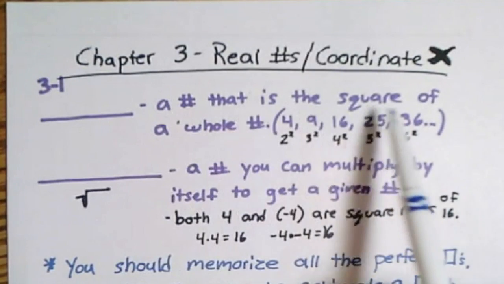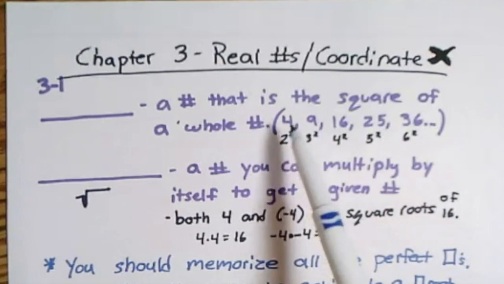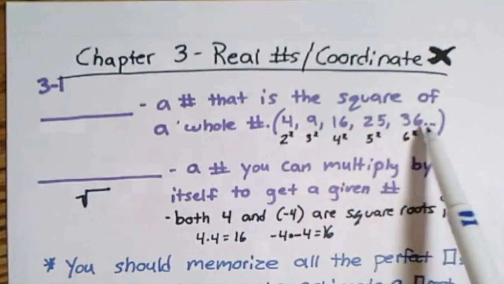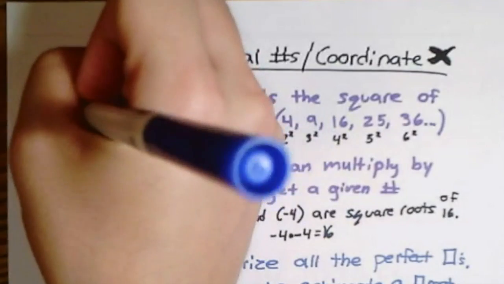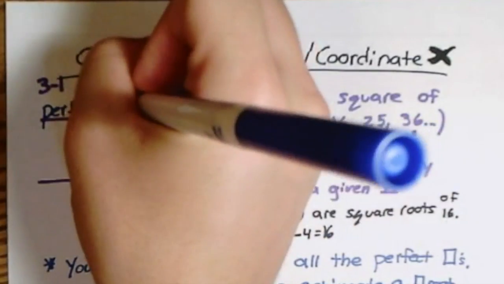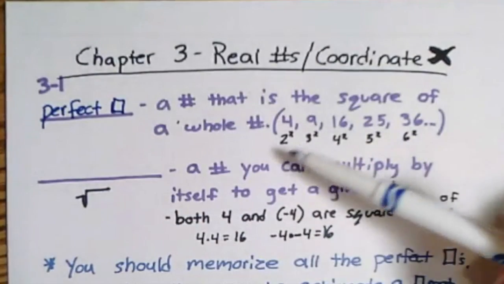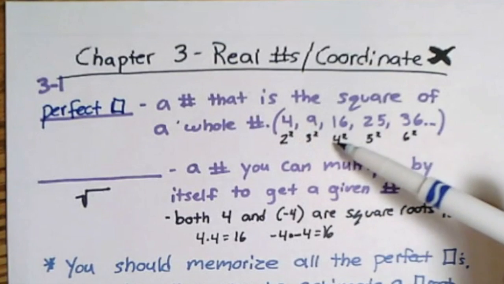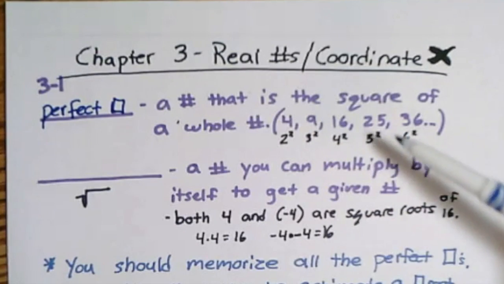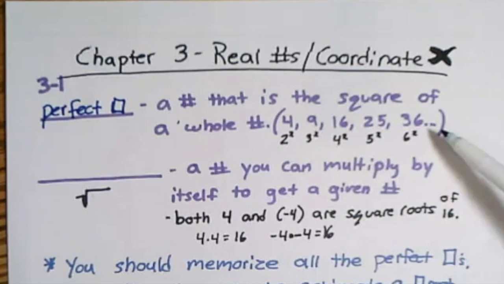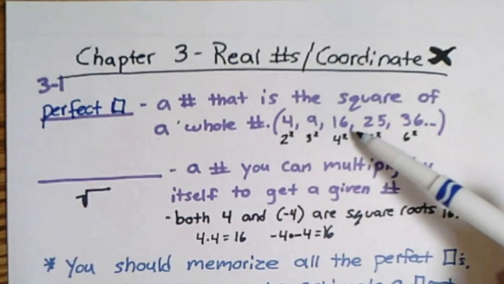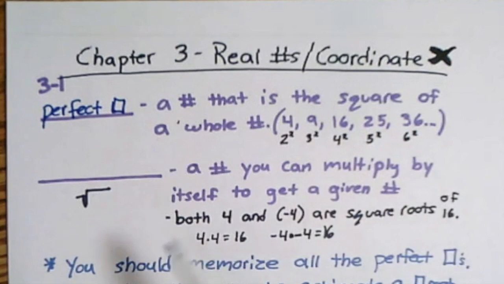A number that is the square of a whole number, such as 4, 9, 16, 25, and 36, is called a perfect square. So 2 squared is 4, 3 squared is 9, 4 squared is 16, 5 squared is 25. All these numbers are perfect squares, and you really would want to try and memorize them. 19 is not considered a perfect square because it is not a whole number times itself. It does not equal that.